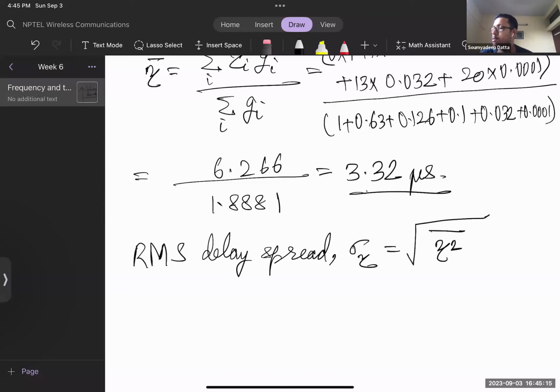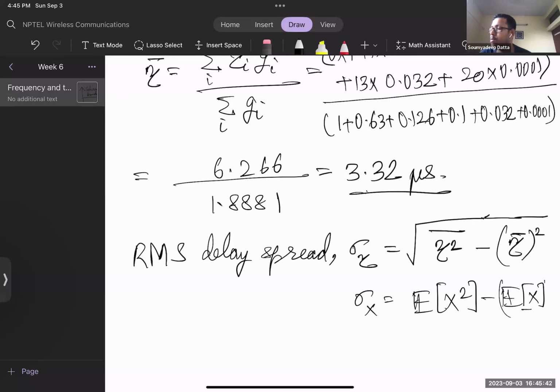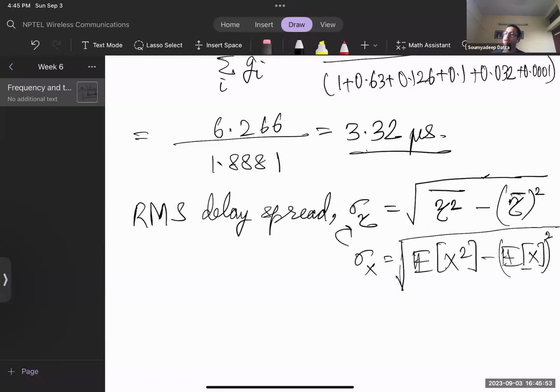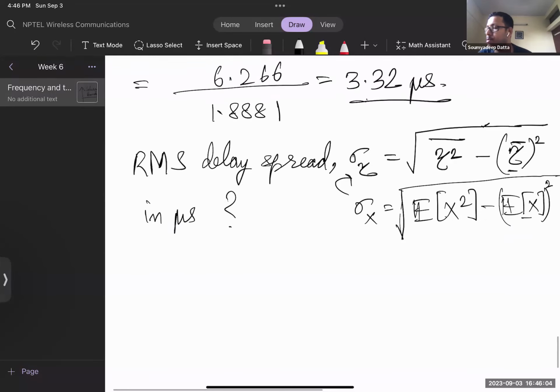Firstly, you take the variance, which is: you take the delay square and take a mean of that, minus the square of the mean. So this is the standard deviation definition, right? For any quantity, the variance is equal to the expectation of x square minus the expectation of x whole square. And then once you take the root, this is sigma. A similar definition is there. Over here, you are asked to calculate the value of this in microseconds. You know the value of tau bar, which is 3.32. Now we have to find tau square bar.